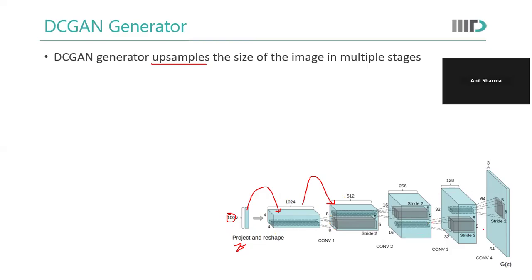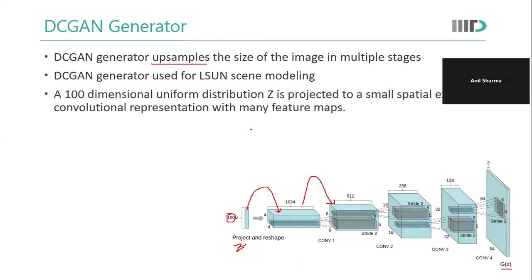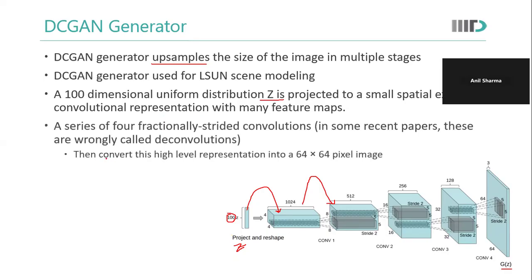So now we have more upsampling across the higher layers in the generator. Okay, so this is G(Z). How it is doing this is based on the latent space modeling. A 100-dimensional uniform distribution Z is projected to a small spatial extent convolutional representation with many feature maps. I will tell you what it is: a series of four fractionally strided convolutions.